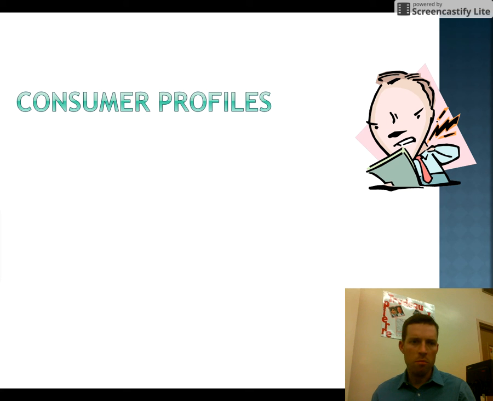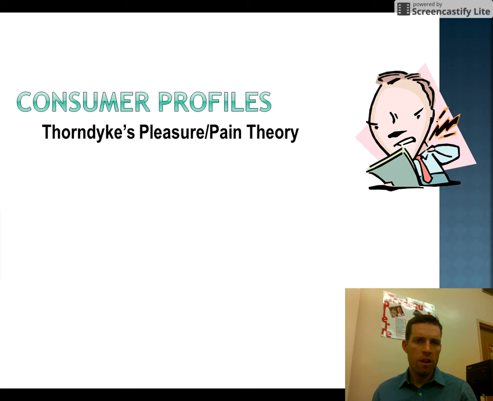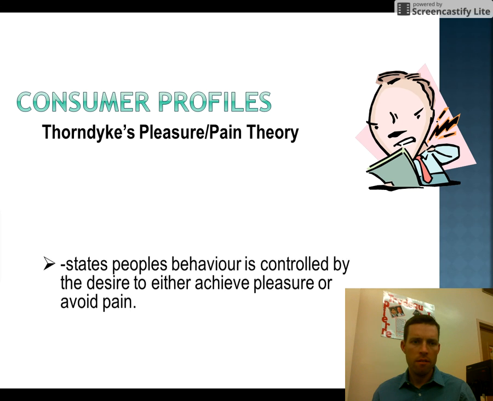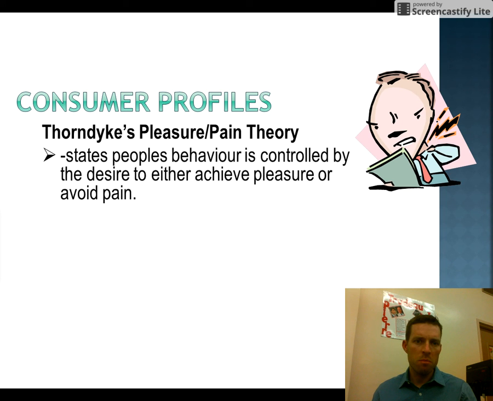More consumer profiles. Thorndike's pleasure-pain theory states people's behavior is controlled by the desire to either achieve pleasure or avoid pain.